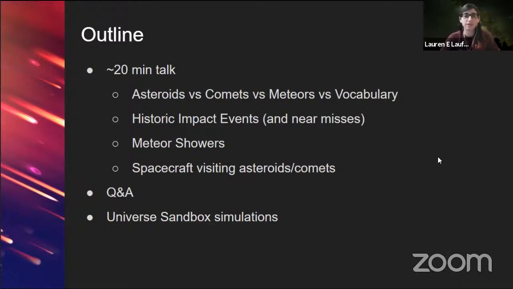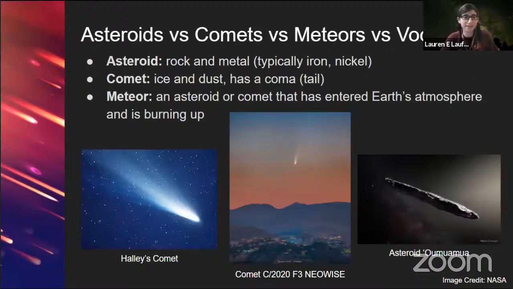So, what are asteroids and comets and meteors? First off, asteroids are exactly what you think they are. Big chunk of rock and metal, typically iron and nickel, out there in space orbiting the sun. Comets are a bit more involved. They have a nucleus or core made up of ice and dust and some rocky material.